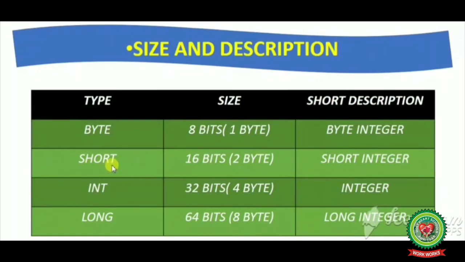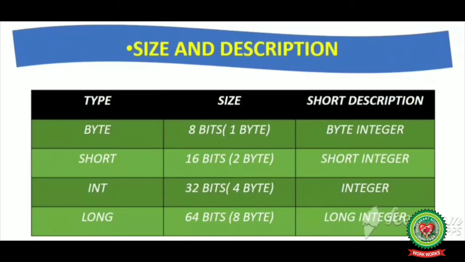Next is short data type. Short data type takes 16 bits, that is 2 bytes in memory. If we multiply 8 by 2, it means 16 bits, and short takes 2 bytes in memory. Third is int, that is integer type. It takes 32 bits, that is 4 bytes in memory. Means if we take a single digit of integer type, it takes 4 bytes in memory.